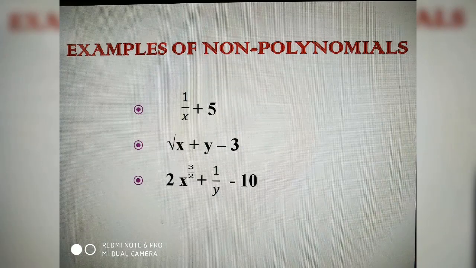Then what are non-polynomials? 1/x plus 5. Here the power of x is minus 1. In the second example, the power of the variable x is 1/2. In the third example, the power of x is 3/2 and the power of the variable y is minus 1. So the powers are not non-negative integers, so these are not termed as polynomials.